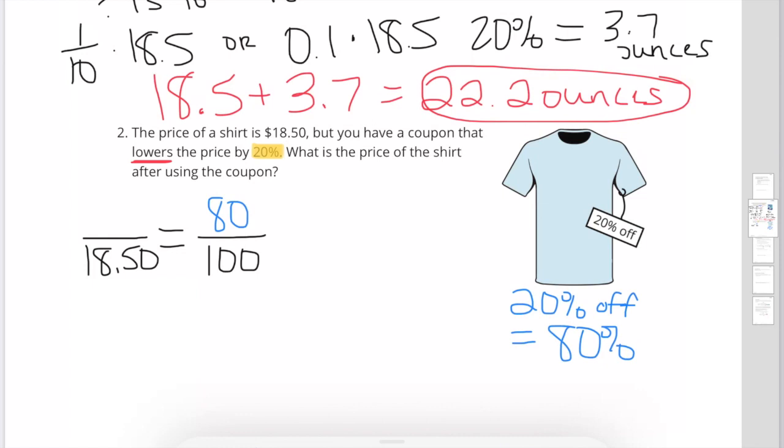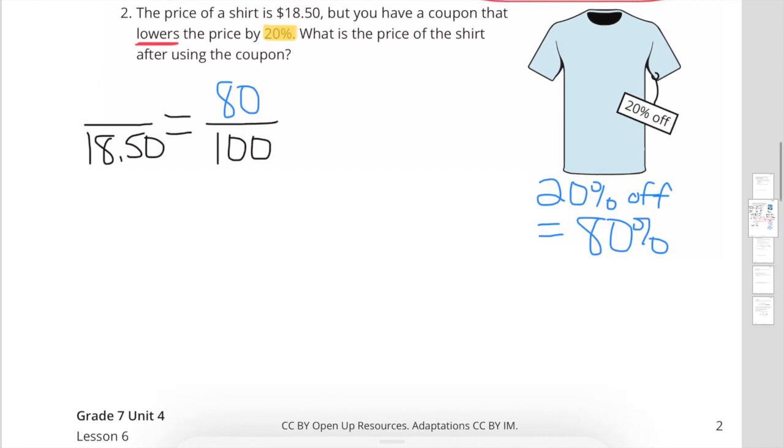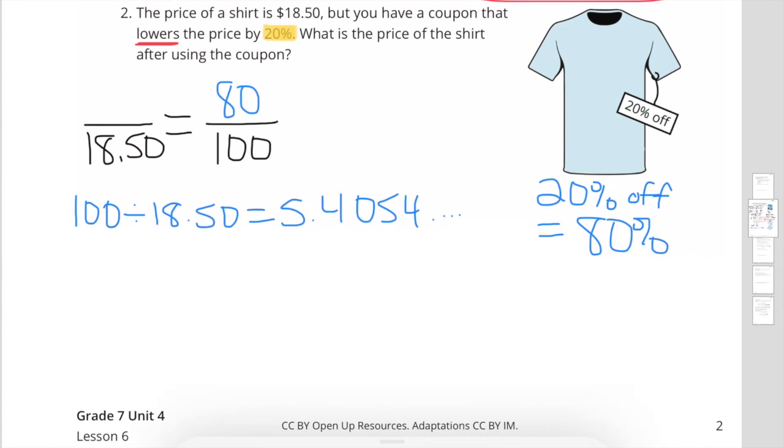$18.50 is. We can use the cross multiply method like I showed you before, or you can look for a constant of proportionality. One way to do it is I could do 100 divided by 1850, but that's going to give me a lot of numbers. That's going to give me 5.4054 and so on and so forth. So that might not be the best way to do it. So now we might want to try the cross multiply method.